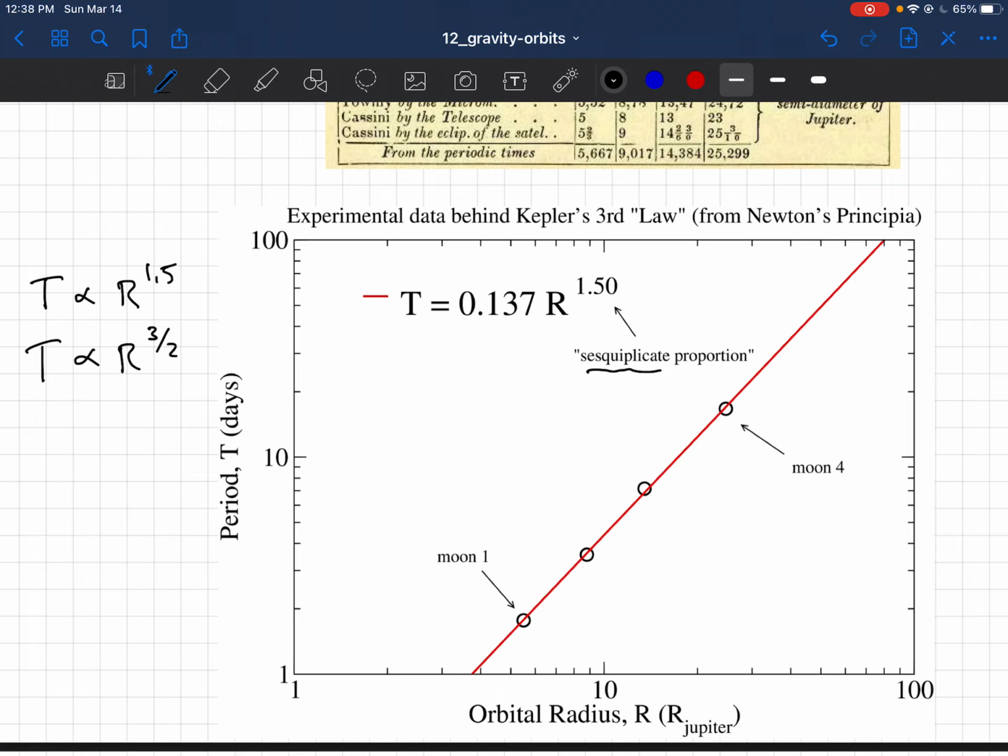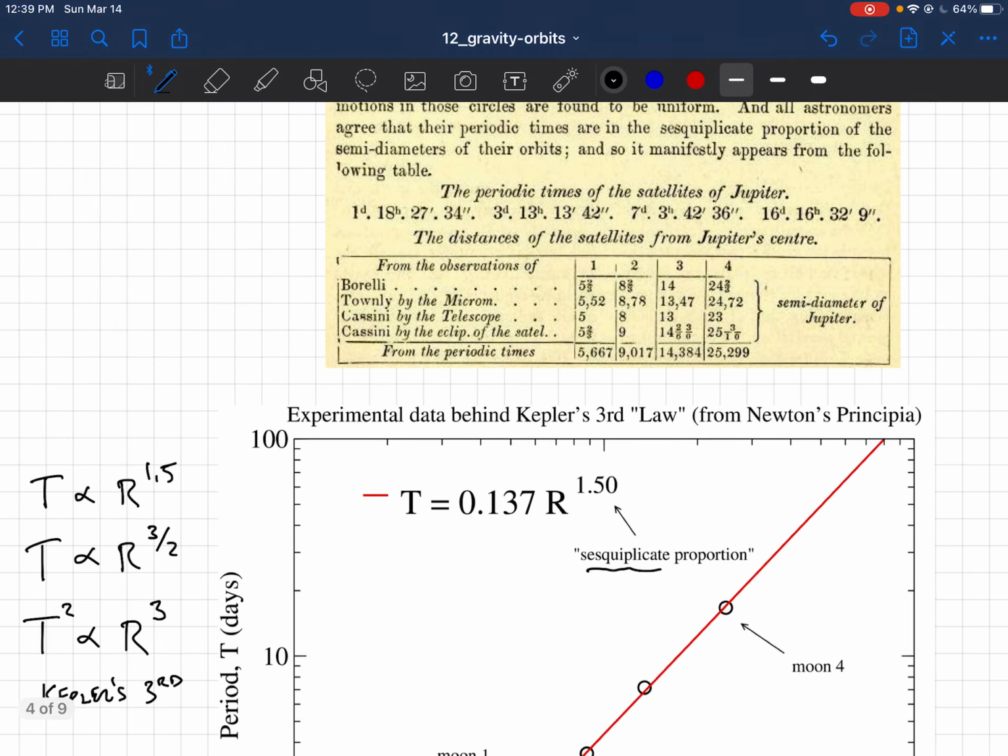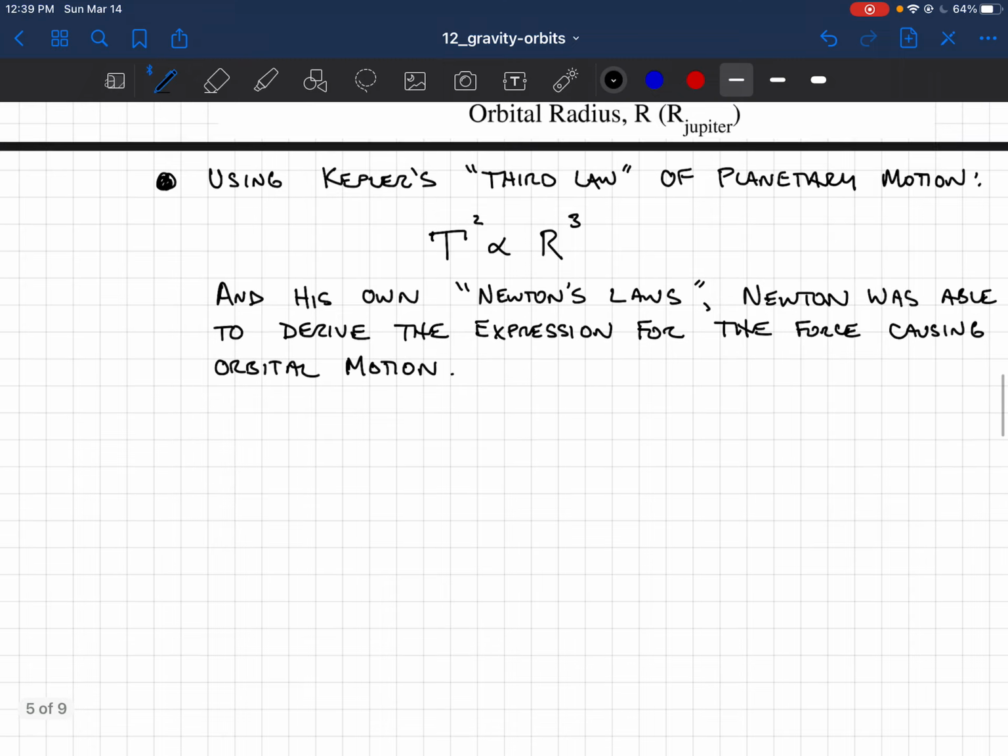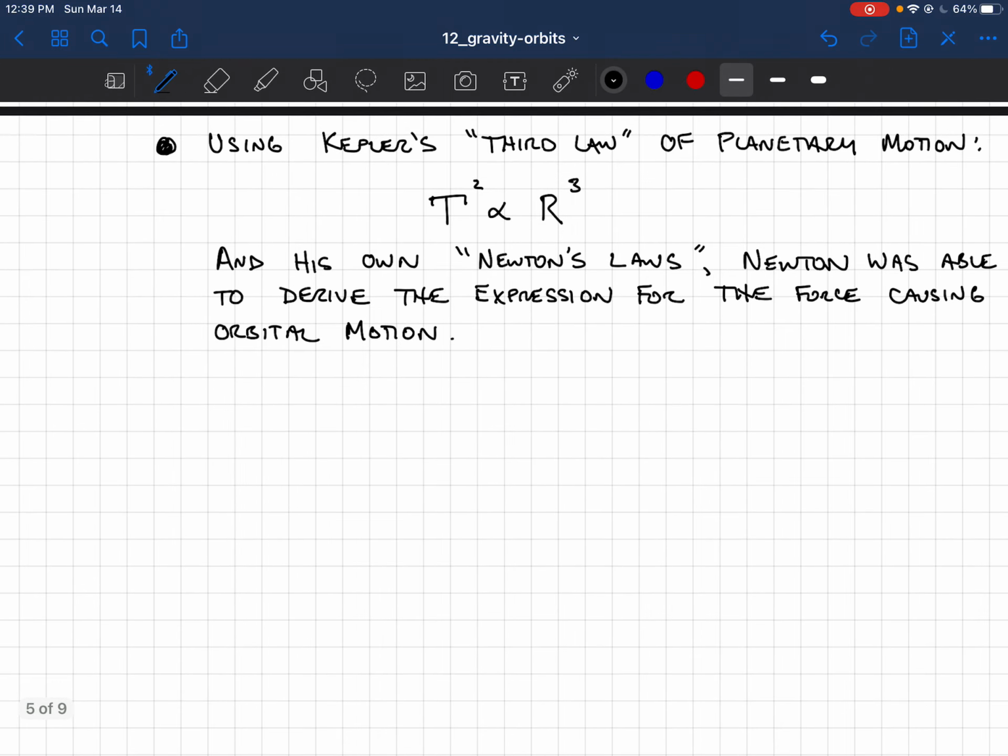And then if you square both sides of this, you get T squared is proportional to R cubed, which is Kepler's third law of planetary motion. So Kepler's third law of planetary motion was shown in Newton's Principia in this nice data table here. And Newton used that to derive his law of gravity. So let's go through that argument because it's very nice.